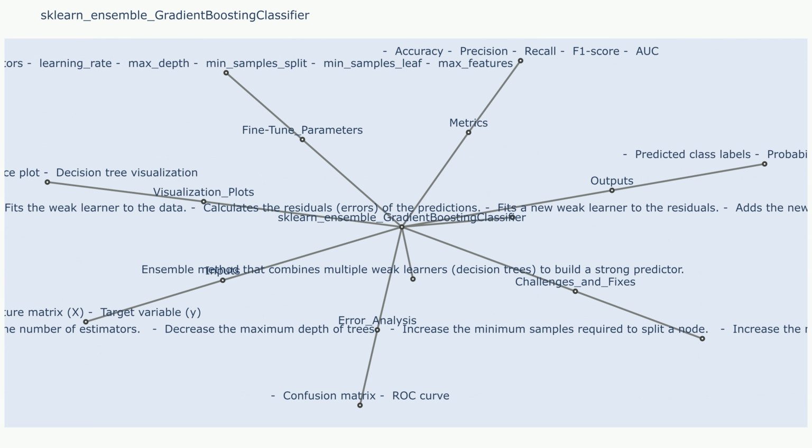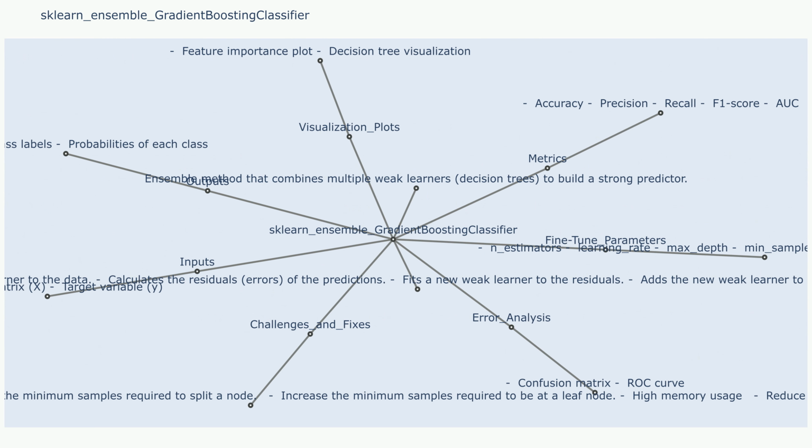Increasing this value can improve accuracy but may increase training time. Learning rate: the contribution of each tree to the final prediction. Smaller values can lead to smoother decision boundaries but may require more trees for convergence. Max depth: the maximum depth of each decision tree. Smaller values can prevent overfitting but may reduce accuracy.